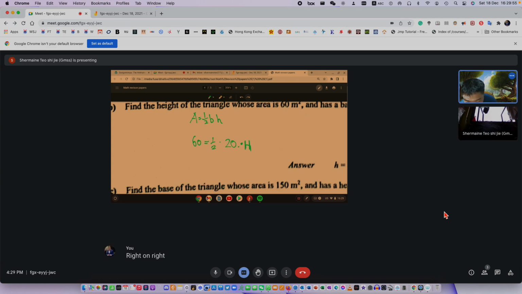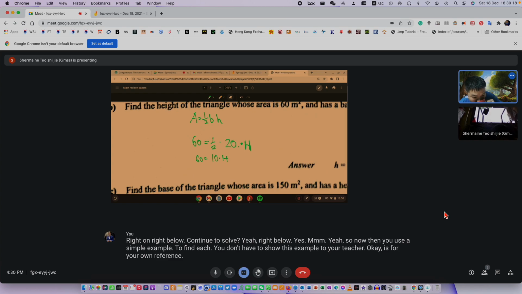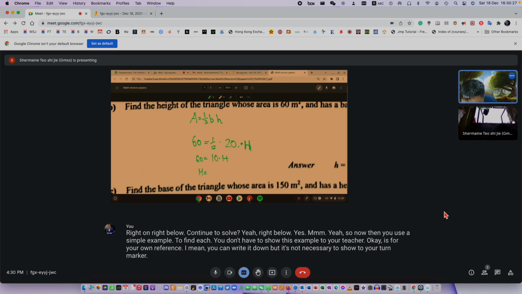Right below. Continue to solve. Yes. So now you use a simple example to find h. You don't have to show this example to your teacher, okay? It's for your own reference. I mean, you can write it down, but it's not necessary to show to your marker. Okay, this is the complete working.